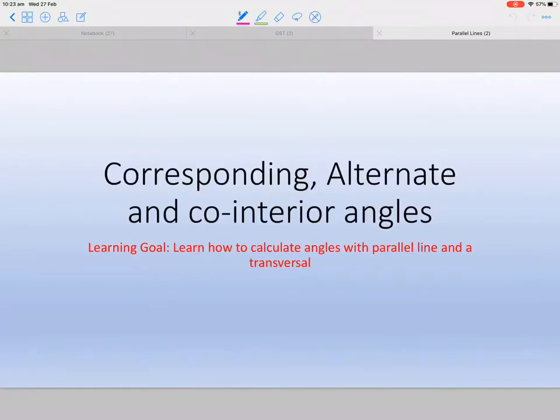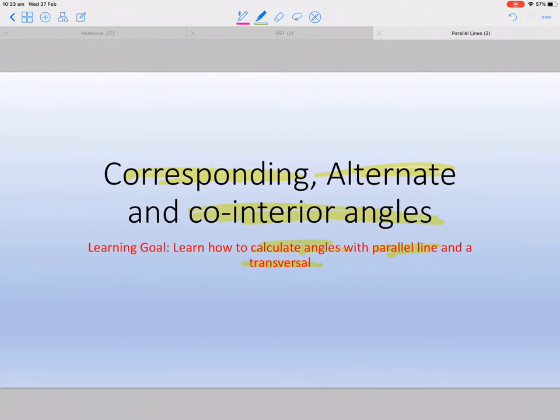What we're going to do now is look at parallel lines, and we're going to look at three different things that happen with parallel lines. They're corresponding, alternate, and co-interior angles. Now, you should have looked at these in year 7 to 9, but it just may be a revision of what we're going to do. So we're going to learn how to calculate angles with parallel lines. That's essentially what we have.